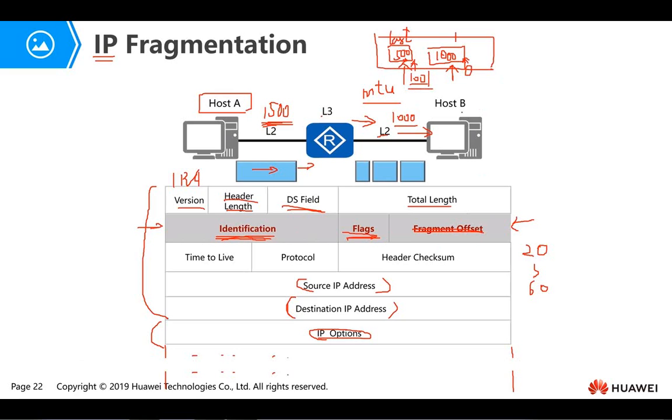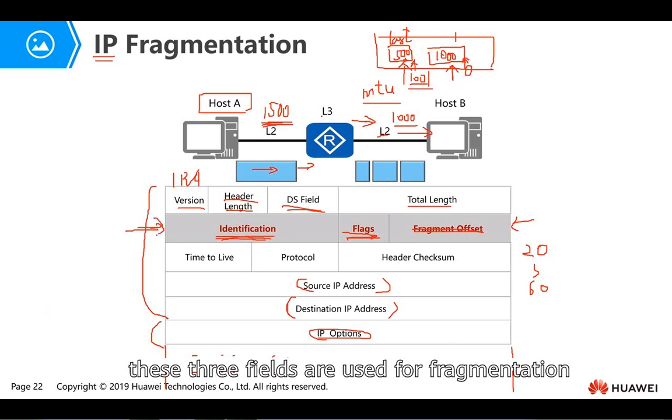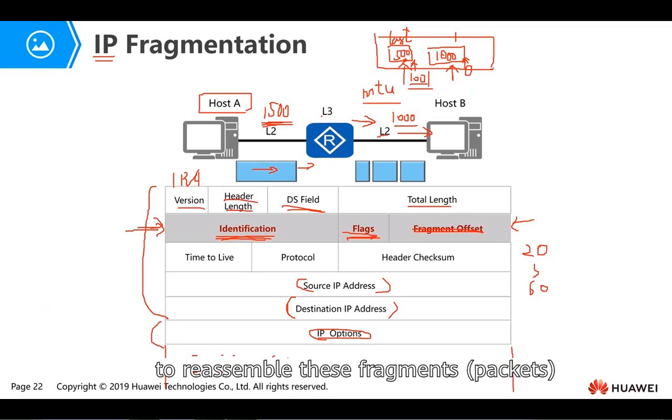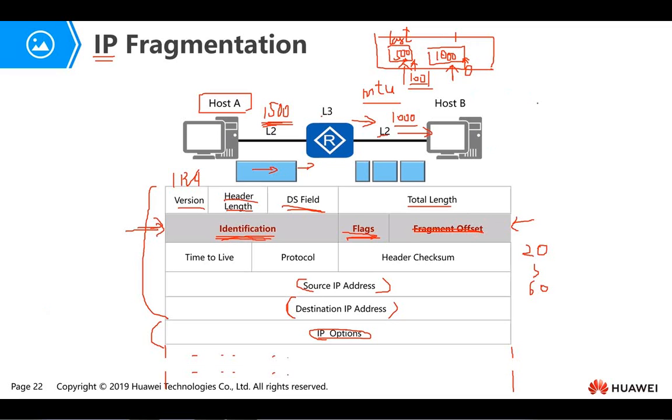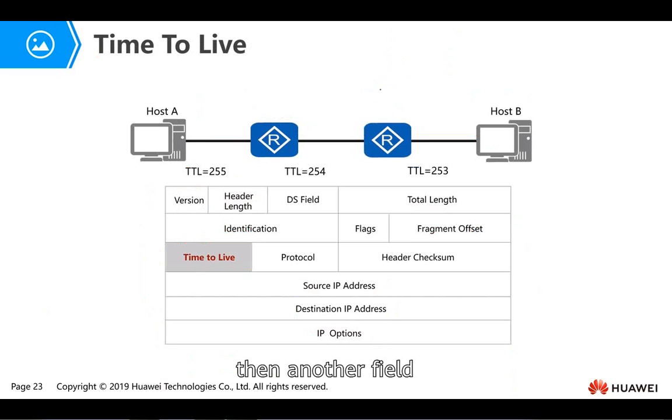Okay, these three fields are used for fragmentation, and we should know how these fields identify the fragmentation. Then the receiver can use these fields to reassemble the fragments. Okay, this is the object fragmentation, and then another field, the TTL.